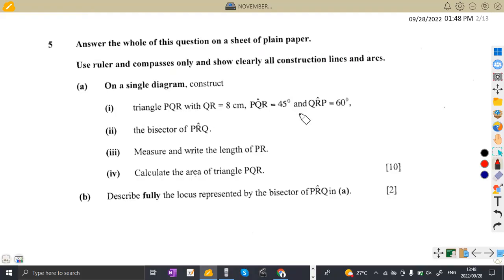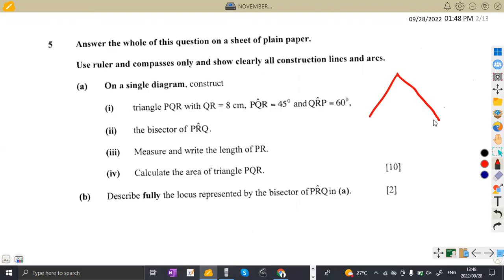Anyways, it's a triangle, a simple triangle PQR with QR 8 centimeters, angle PQR 45 degrees, angle QRP 60 degrees or something like that. So all you need, guys, I told you, whenever dealing with construction, make a sketch of the information that you're going to have.